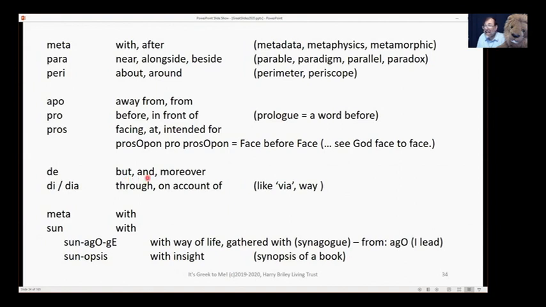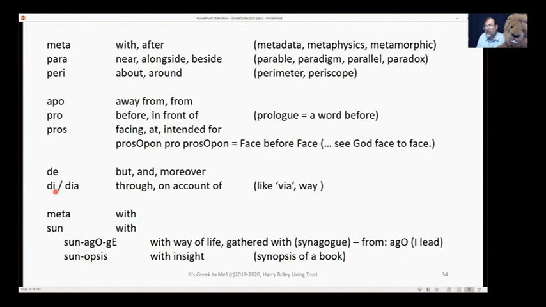Sometimes it can mean "and," like kai. Kai means "and," so it could be a synonym for "and," and it can also mean "moreover," especially if it starts a sentence. Moreover, such and such happened. Or you could say, however, such and such happened. But if you say "but," that's really a good wooden translation of the word de.